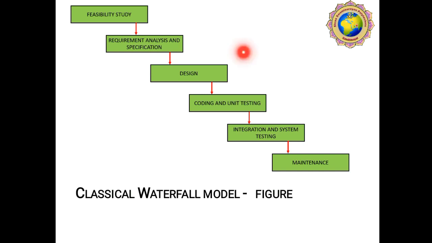Then designing of the software, and designing is nothing but a plan for the software. Then next, coding and unit testing of the software. Whenever the software is ready, then apply for the test, to check whether our software is correctly working or not. So this portion occurs as coding and testing. Then integration and system testing, and then maintenance of the software.